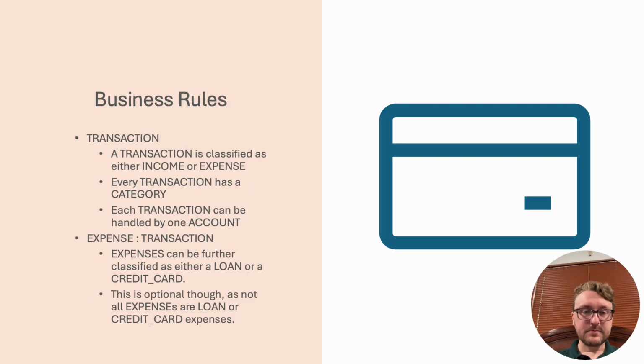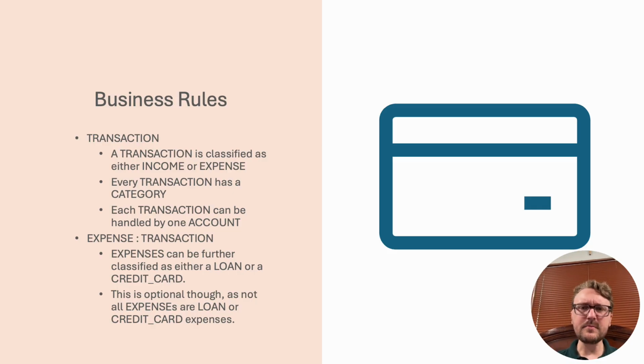Anyway, so then there are the transactions. So a transaction is classified as either an income or an expense. And I'll show you this on the ER diagram in just a moment. But every transaction also has a category. So is it income? Is it an expense? Is it paying off debt or something like that? And then each transaction can be handled by one account. So it's unlikely that you're going to have one transaction be handled by two completely separate accounts, for instance.